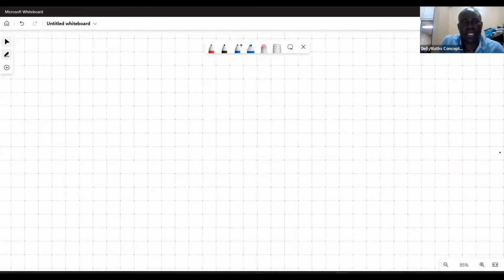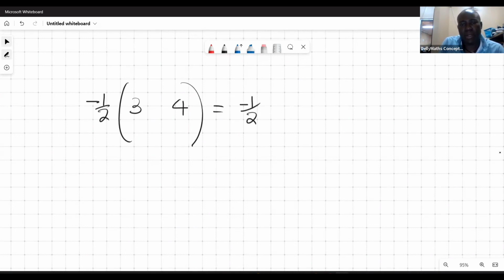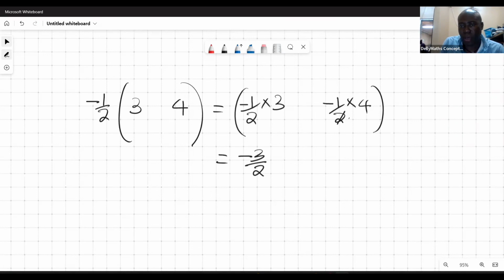It doesn't matter if it's a fraction. For example, negative a half. And then in this matrix, we have 3, 4. Basically, what we're going to have is that negative a half will be multiplied to the 3. Negative a half will multiply to the 4. Let's finalize this. This becomes negative 3 halves. This we could cancel here. 2 into itself 1 time, 2 into this 2. We end up with negative 2. So the final response would have been negative 3 halves, negative 2.